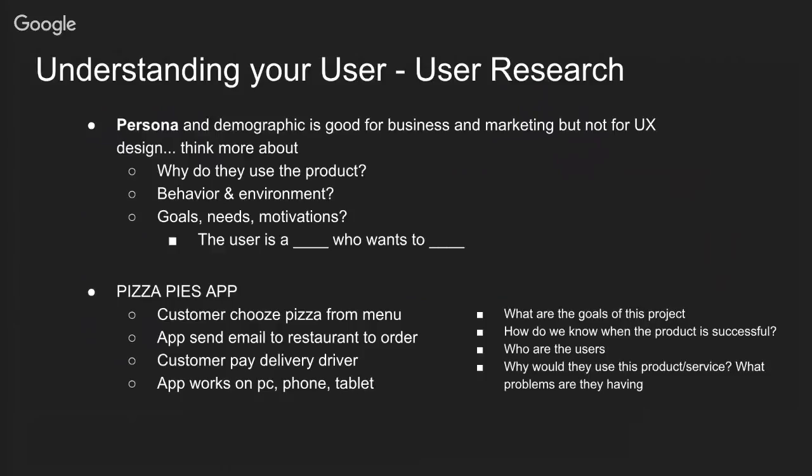And then the observational research, you need to see how they actually create the order and see where their pain points are. Trying to figure out why they would use the product or service, what problems they're having while they're using the service. Those are the things that we would need to consider.